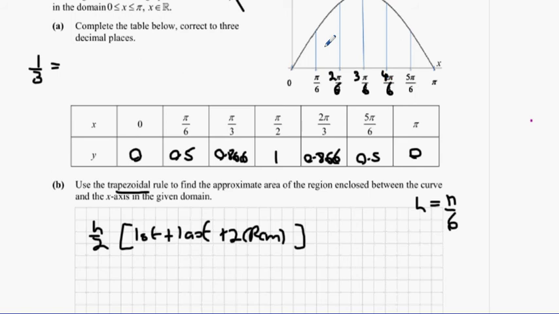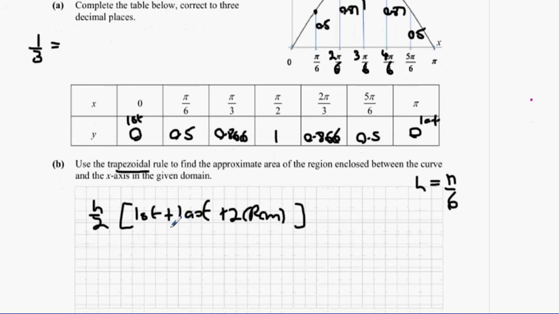Now what are the heights? Well, the first height is 0, the last height is 0. So that's our first and our last. This one here is 0.5, that's 0.87, let's call it. That's 1, that's 0.87, and that's 0.5. Now, trapezoidal rule, pi over 6. First plus last is going to be 0 plus 0. That's going to be no good to us.